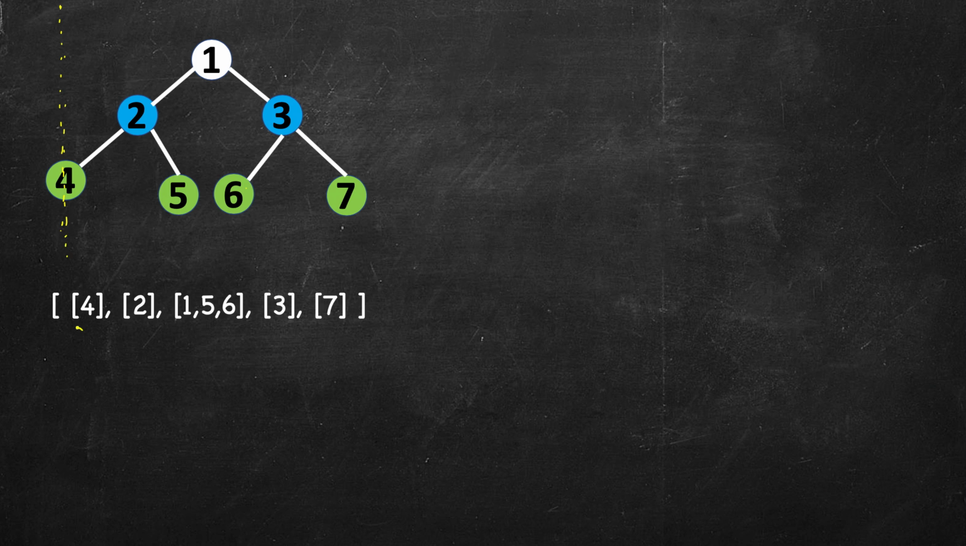So we traverse 4 first, and this ordering is important, even this order of vectors, and within that vector the order of elements is important. Then we traverse 2. So you can see 2 here. Then we have 1, 5 and 6. And why are these together? This means they are in the same column, and we will see why this is so. Then 3 and then 7.